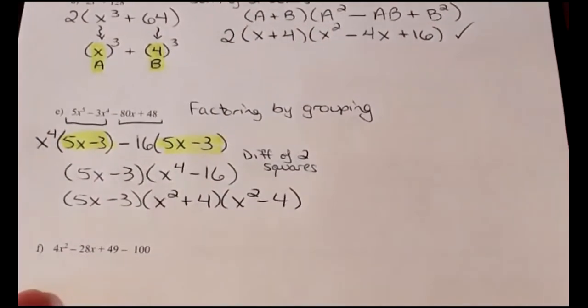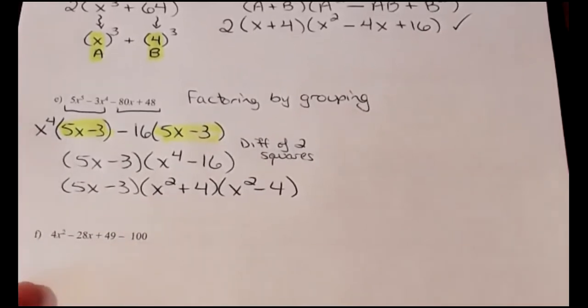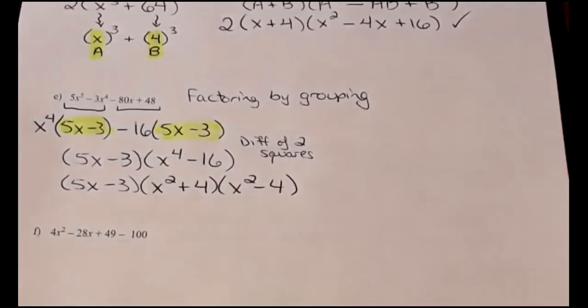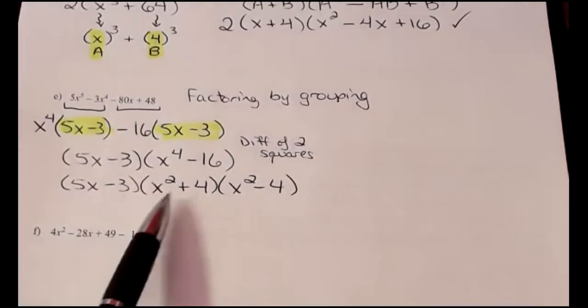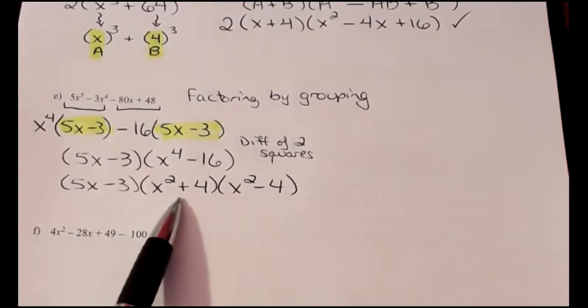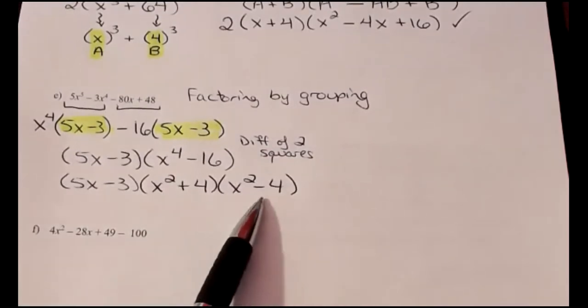But we're still not done. We are still not finished revealing the final answer. Hopefully you saw that there was way more involved in this problem. Always analyze again and again and again. Please, always analyze your answer, okay? For instance, we know we're done here. 5x minus 3 can't be broken down any further. X squared plus 4 can't be broken down any further. We do not have the sum of 2 squares. That doesn't exist. But then notice we have x squared minus 4. Again, the difference of 2 squares.